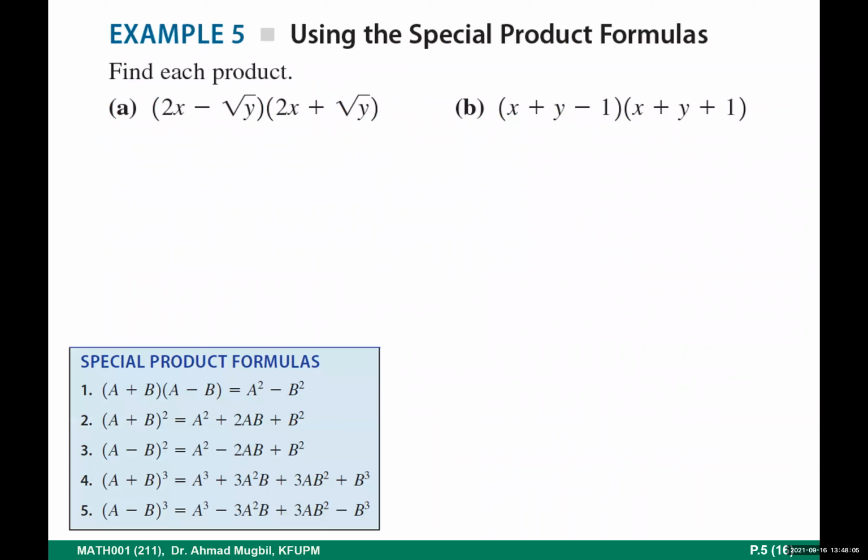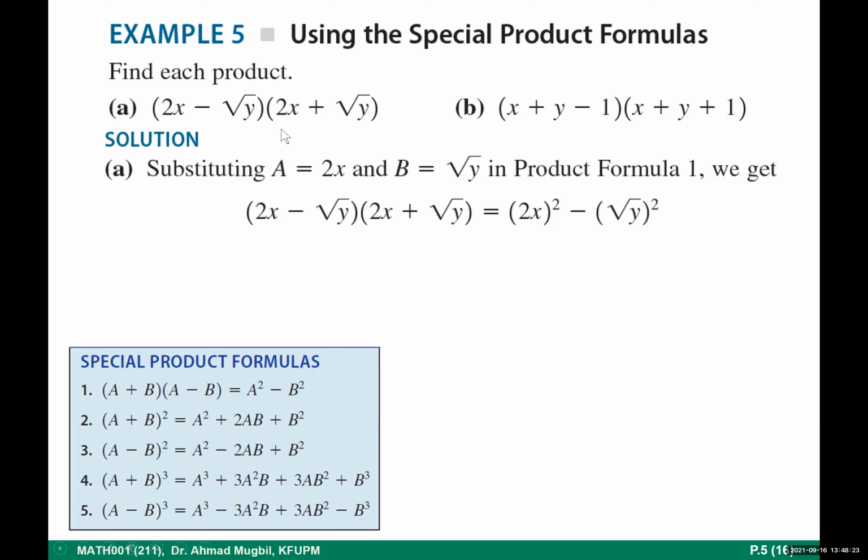Now, who can tell me immediately the final answer of this? 4x squared minus y. Excellent. You are the winner. Yes. Which formula will we use here, Shabab? The first one. It is 4x squared minus the square root of y, squared, which is y squared. And of course, this is 4x squared minus y.